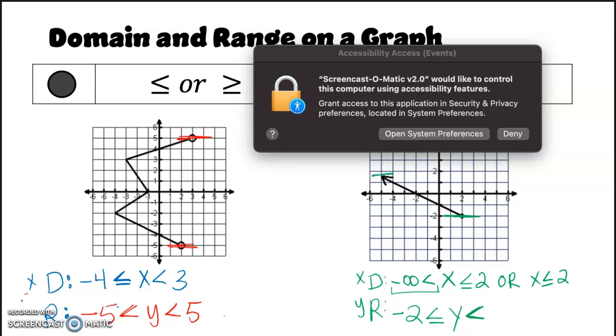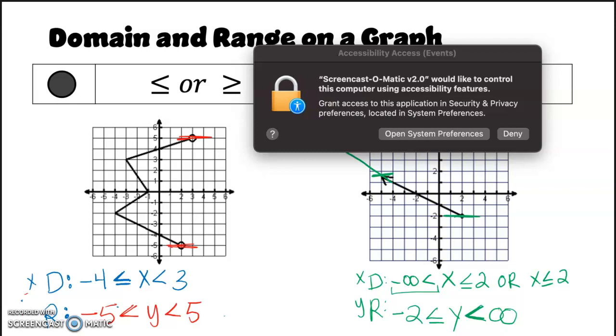Our highest point, again, is that arrow, and it's going to keep going up and up and up forever and ever. So that's actually going to be positive infinity. With that positive infinity, we leave just a less than sign, and that is our range.